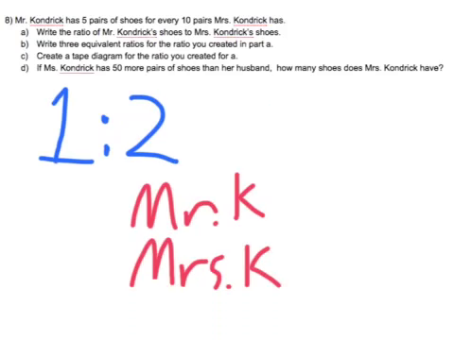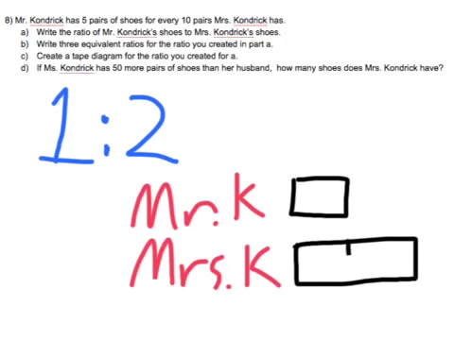All right, now it's asking us to create a tape diagram for the ratio that we created in A. So now I know some of you might have just left the ratio at 5 to 10 in A, so your tape diagram might look a little different than mine. There's a picture of that on the actual review sheet. You can take a look at that example. But I'm going to do what my ratio was, which is 1 to 2. So creating a tape diagram, Mr. K's 1 to Mrs. K's 2. And there we go. There's my tape diagram.